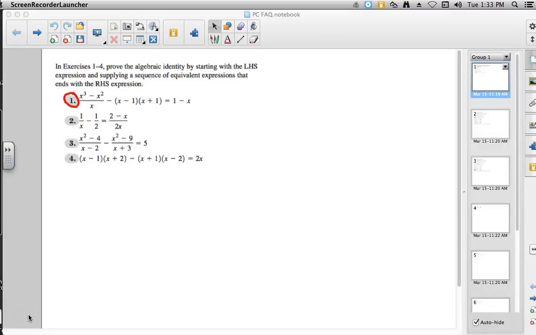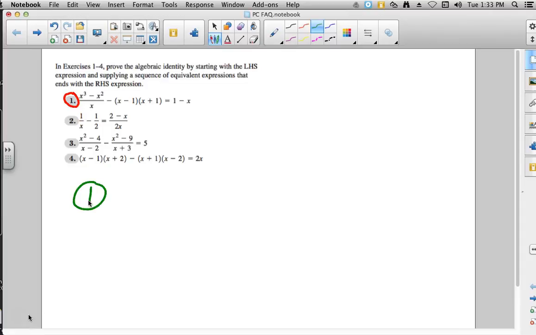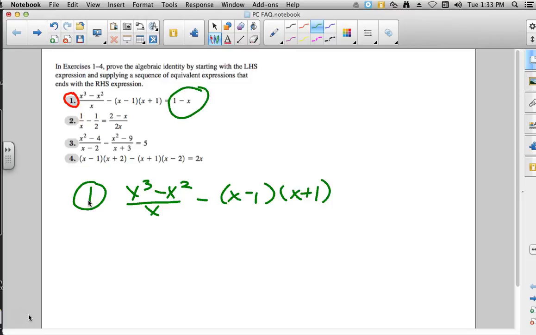It says, prove the algebraic identity by starting with the left-hand side expression and supplying a sequence of equivalent expressions that ends with the right-hand side expression. So we're using algebra to get us used to what we're going to have to do to prove our trig identities. We have x cubed minus x squared all over x minus x minus 1 times x plus 1, and that is supposed to, in the end, equal 1 minus x.